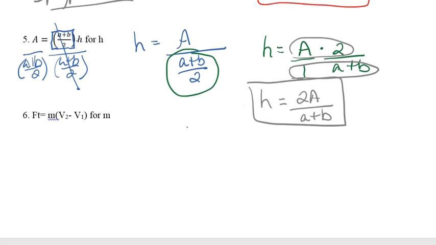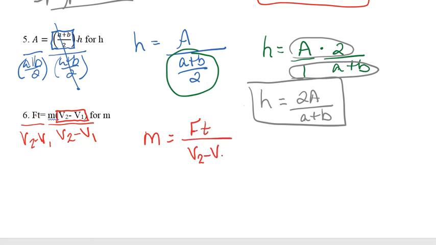Okay, the last one we're going to do is f times t, so the f and the t are multiplying, equals m times the parenthesis v2 minus v1, and they want us to get m by itself. Well, m and the parenthesis are multiplying, so I can move the parenthesis just like I did in 5 as one big entity. Since it's multiplying, I'm going to divide. If I divide on the right, I divide on the left. So I get m equals f times t over v sub 2 minus v sub 1. I only have one fraction bar, so it's good to go.